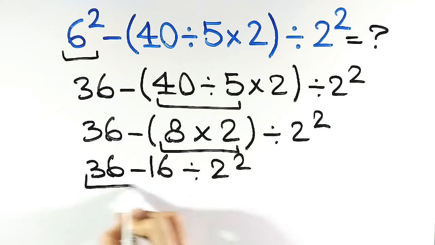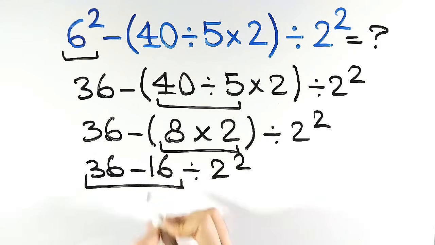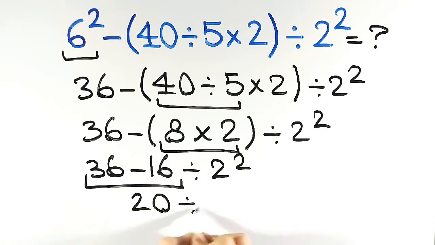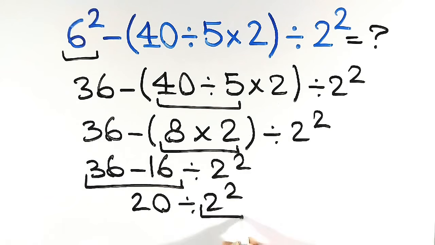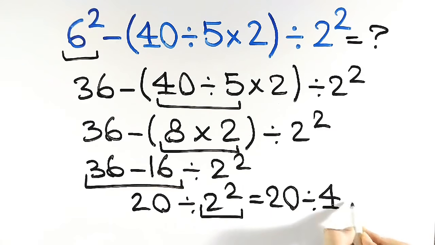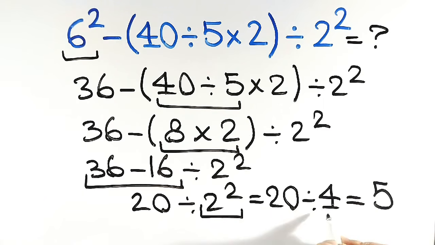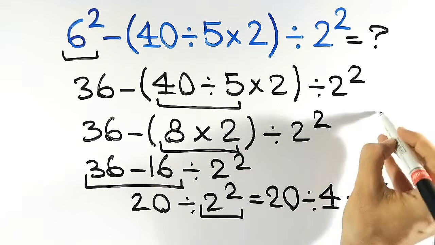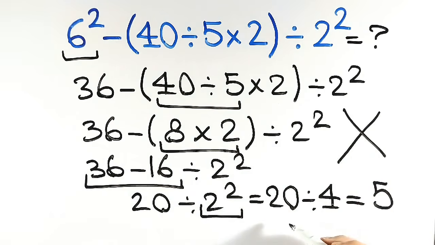Next, they go for the subtraction between 36 and 16 and write this expression as 20 divided by 2 squared. And the final step, they go for the exponent, and instead of this expression, they write 20 divided by 4, which finally gives them the answer 5. However, this answer is actually incorrect.